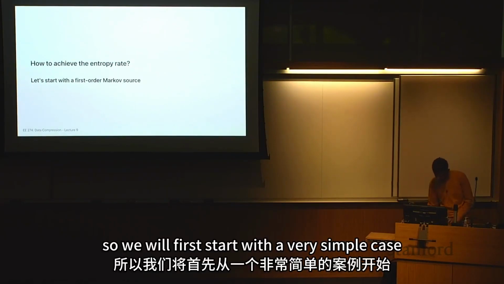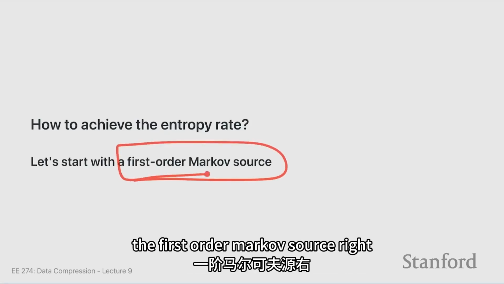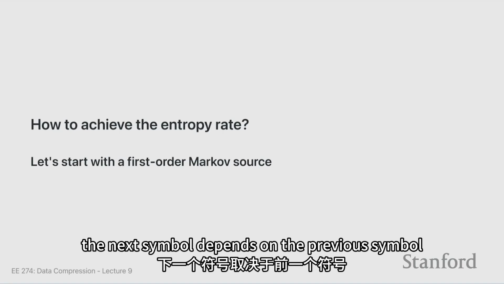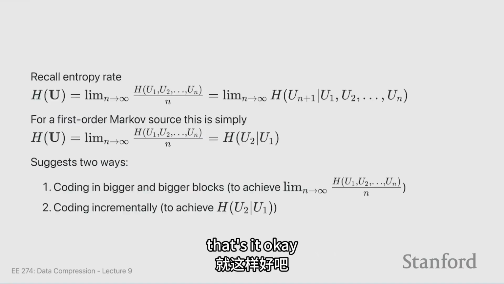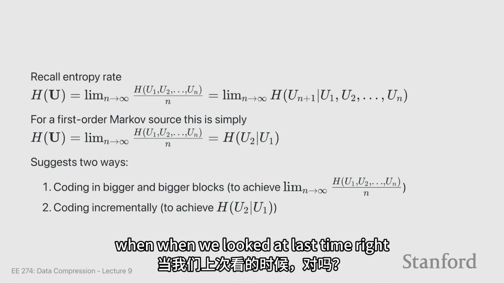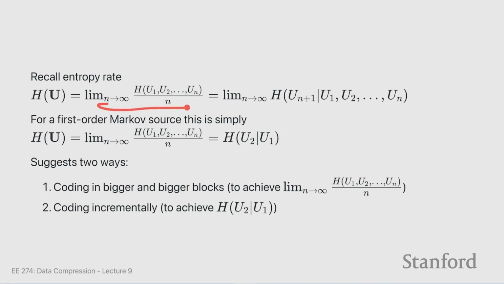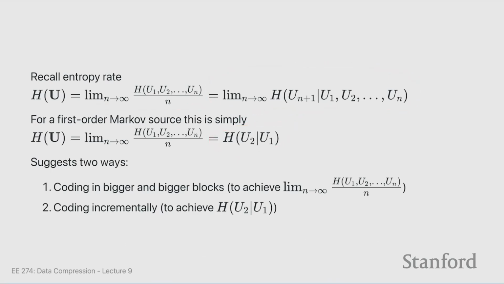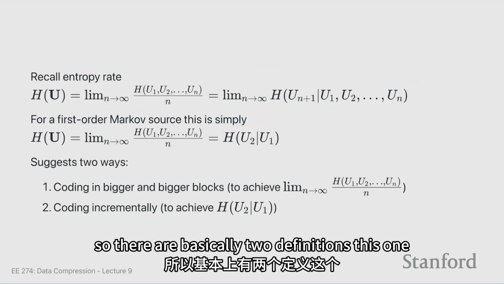So we will first start with a very simple case, the first order Markov source. So what is the first order Markov source again? The next symbol depends on the previous symbol. That's it. Now if you recall, the entropy rate was defined in two different ways when we looked at last time. There is this definition and then there is this definition. And for a first order Markov source, the second one reduces to this. So there are basically two definitions.